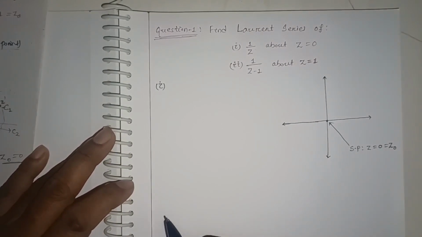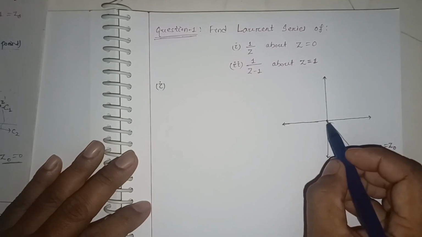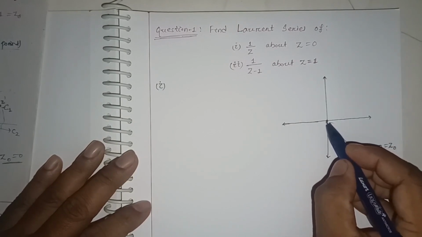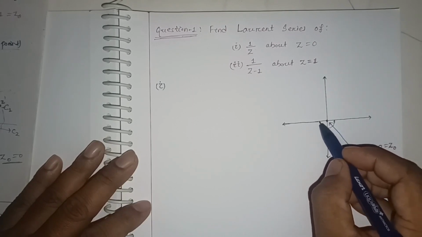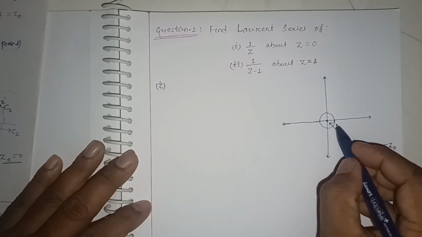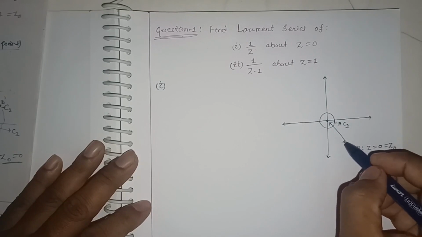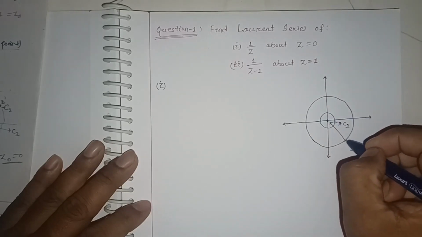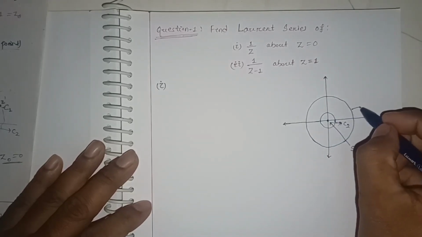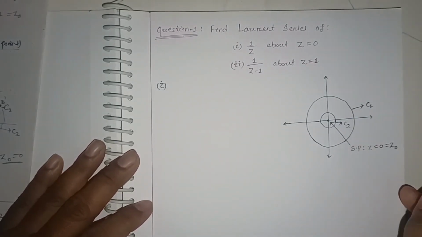Now, as we discussed, to find the Laurent series we need to consider two concentric circles. Since this is the singular point, we have to consider one small circle just around this point. This is your inner circle, that is C2. And the outer circle is your C1. For one or two questions, just do it this way traditionally, then whenever you practice, you can do it automatically.